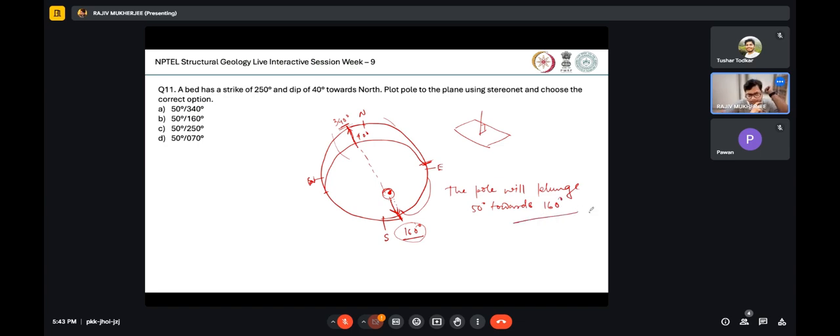Right? So how was 340 determined? Since the strike is 250, according to the right hand rule, you add 90 and get 340. The opposite end of 340 is 160; you just subtract 180 and you get 160. And this is the dip direction. The pole plunge will be 90 minus the dip amount, so this is 50 degrees towards 160. So option B is correct.